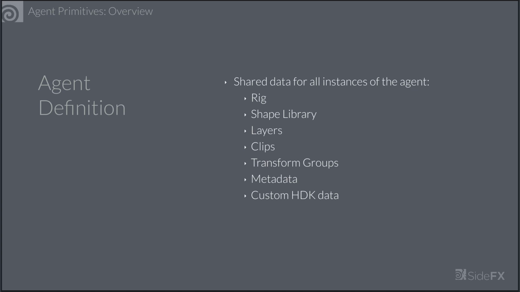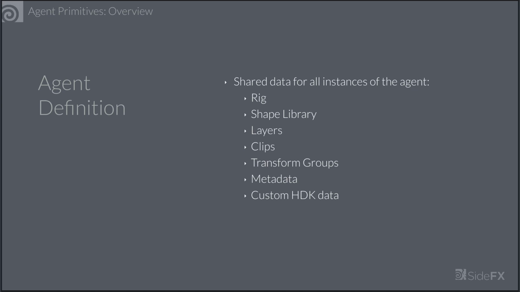There's the shape library, which has all of the rest geometry shapes that are available for an instance of an agent to use. There's a list of layers, and each layer defines a set of shapes that can be assigned to an agent, along with things like what deformer to use. There's animation clips, which are used just to drive the pose of an agent. And then transform groups define a group of joints or channels, and they're used typically for things like applying layered animation clips to just, say, the upper body of a skeleton.